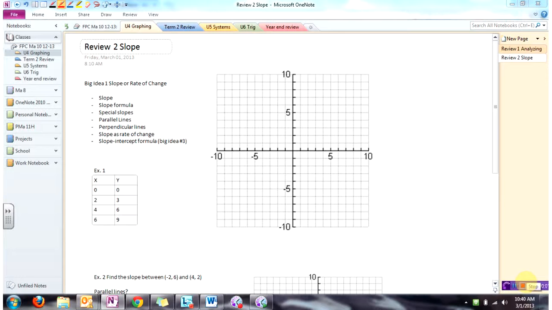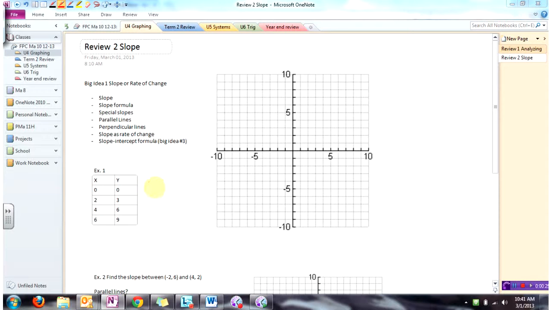So now I'd like to take a second look at review for Graphing Math 10. In this case, I'll focus on our second big idea, which is slope. I've already reviewed a little bit about analyzing graphs, and slope came up when we analyzed graphs because we were looking at linear versus nonlinear functions. So I'm going to start there.